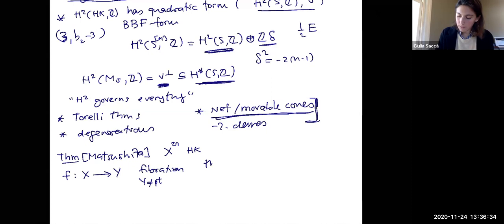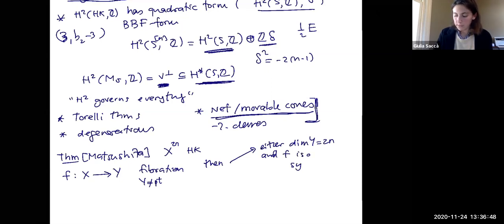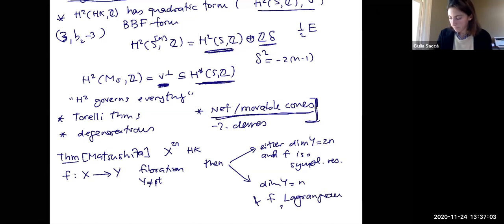Okay, then exactly one of the following happens. Either the dimension of Y is equal to the dimension of X, and f is either an isomorphism or a symplectic resolution. Or the dimension of Y is half the dimension of X, and f is a Lagrangian fibration.